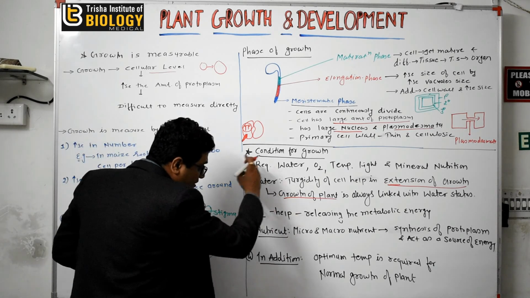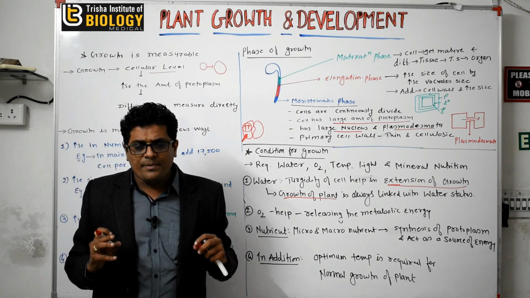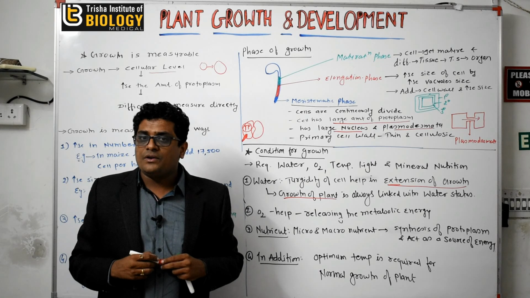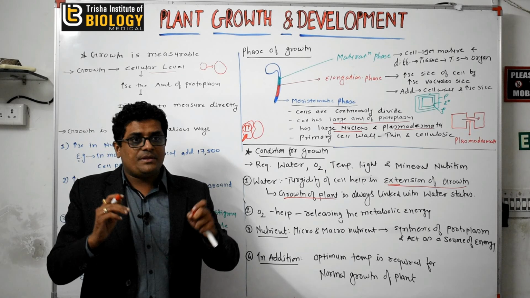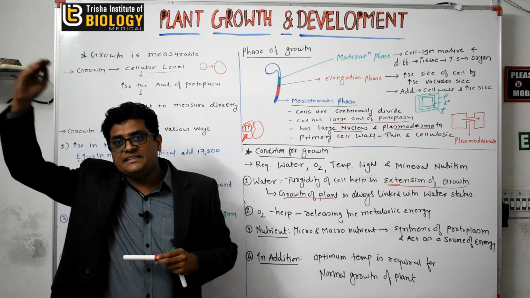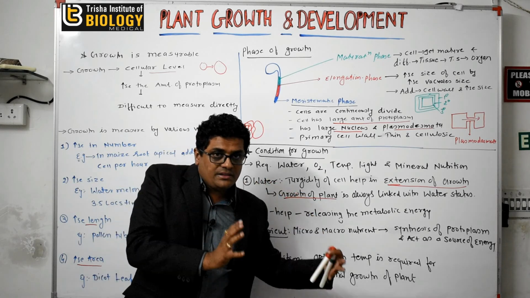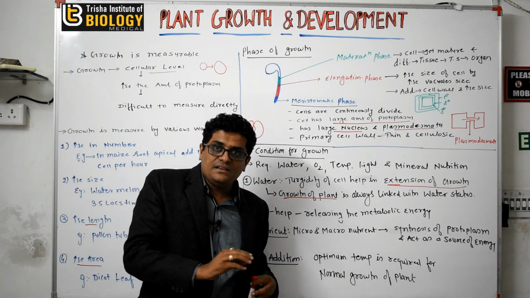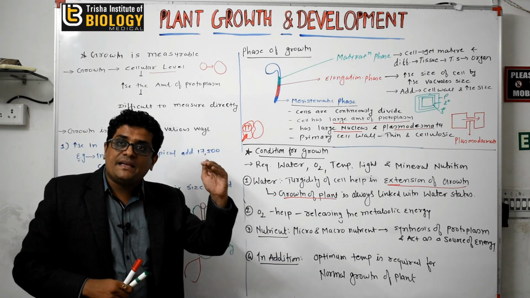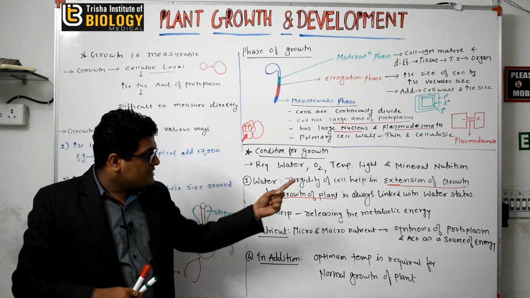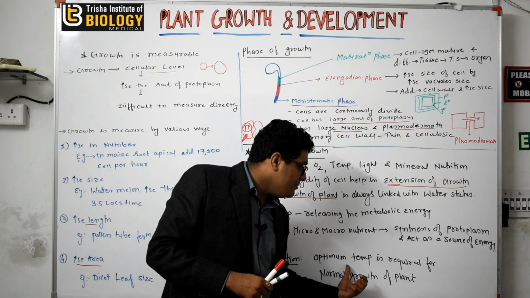Okay, and in addition, if all these things are present but the temperature is not in the optimum range, then what happens? The plant cannot perform proper growth. Why? Because each and every metabolic activity requires the optimum temperature. If the temperature is increased beyond the limit, then the enzymes degrade, and if it is decreased to around 0 degrees or 4 or 5 degrees, then what happens? The enzymes get inactivated.